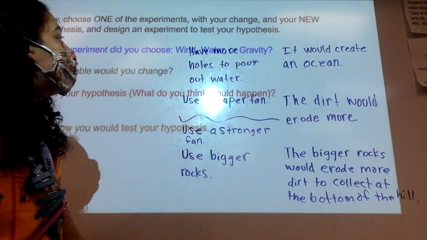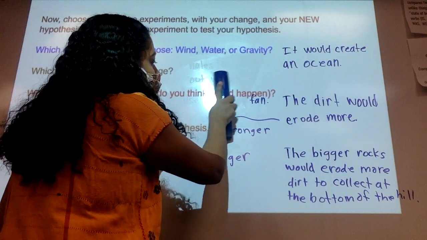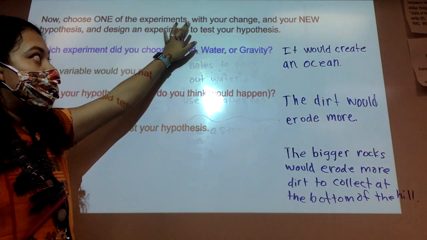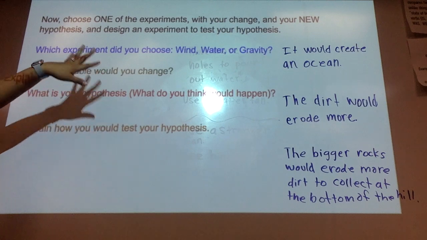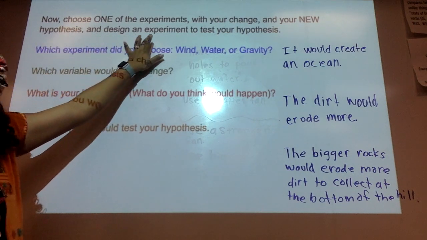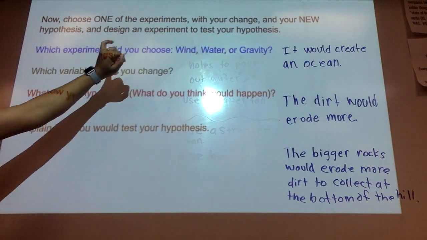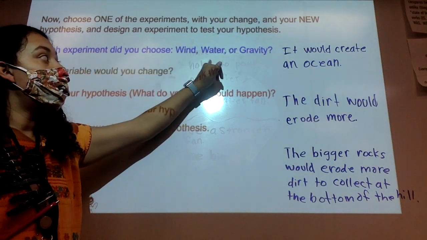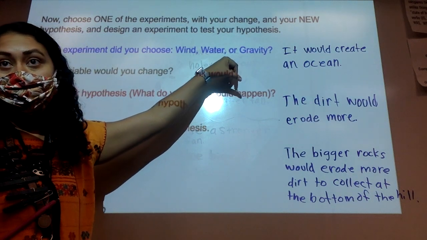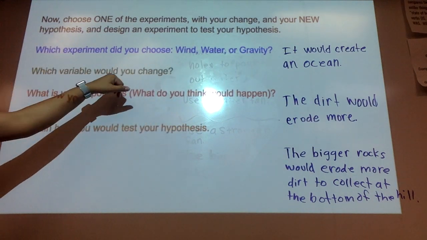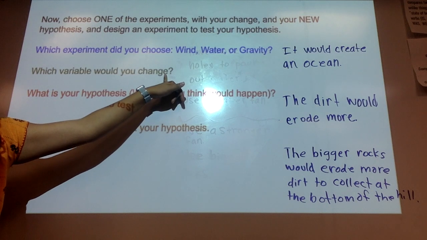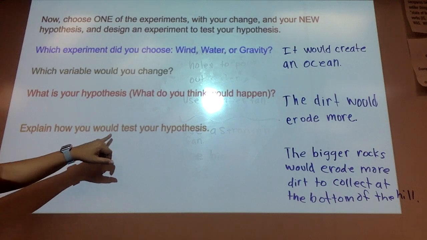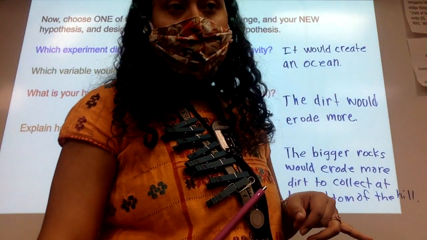Okay, next one. So now, choose one of the experiments with your change and your new hypothesis and design an experiment to test your hypothesis. So, which experiment would you choose? Wind, water, or gravity? Which variable would you change? What is your hypothesis? Explain how you would test your hypothesis.